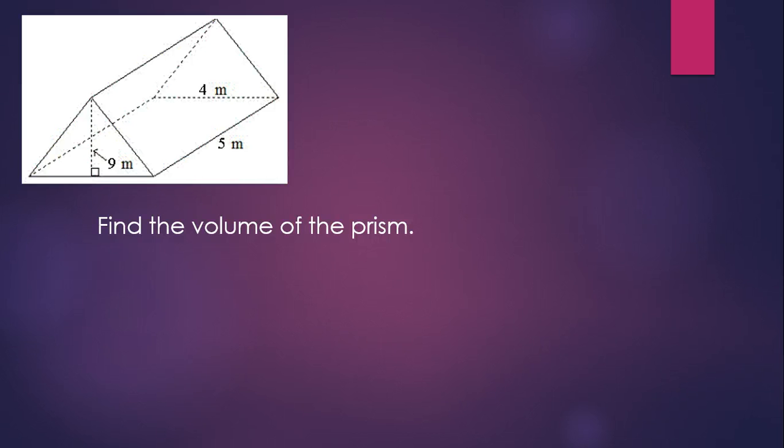Find the volume of the prism. Since the prism has triangular bases, we need to find the area of each triangle, which is 1/2 times 4 times 9, times the height, which is the distance between the triangles, and that's the 5. So the volume is 90 cubic meters.